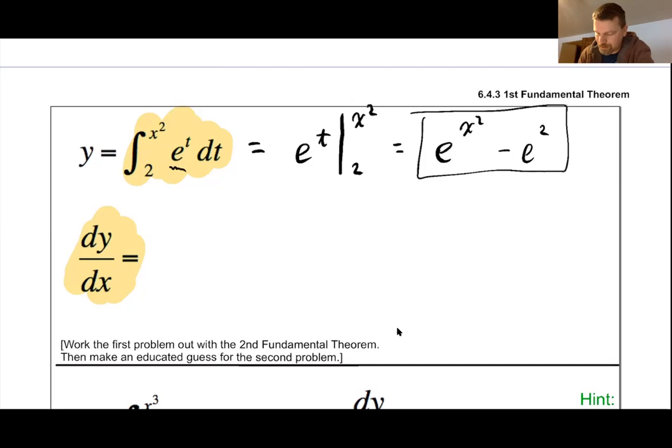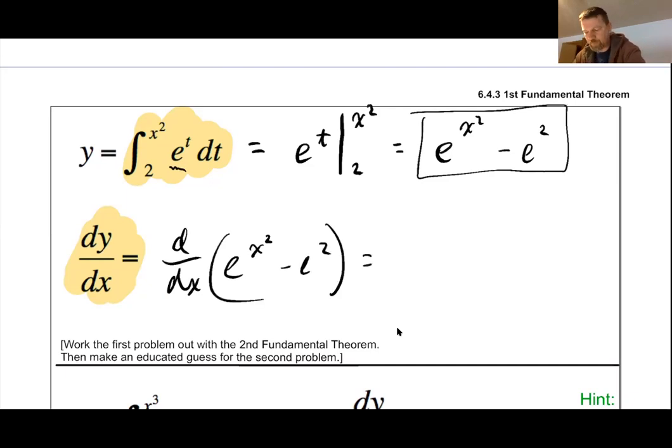All right, so dy dx would be the derivative, d dx, of e to the x squared minus e squared. All right, the derivative of e to the x squared. Derivative of e to the x, e to the anything is e to the anything. It's going to be e to the x squared. But chain rule says then you look on the inside and you multiply by the derivative of the inside. So it's going to be e to the x squared times 2x.